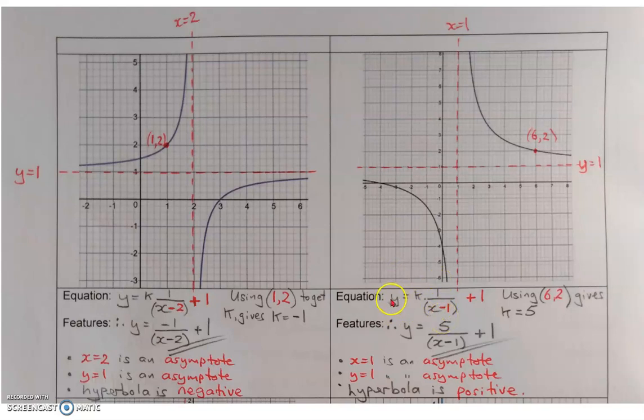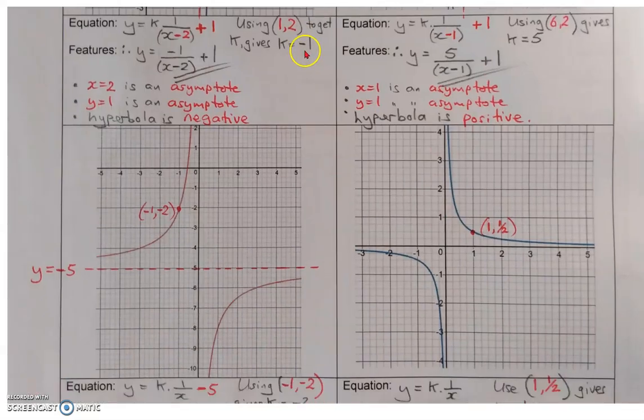Well, if you cross multiply the 5 up here, you get k is equal to 5. And there's the final formula there. Now there's the features: x equals 1 and y equals 1, both of which are asymptotes. And because k's value comes out positive, it is a positive hyperbola. I did forget over here just to point out that because k comes out as negative, the hyperbola is described as being a negative hyperbola.